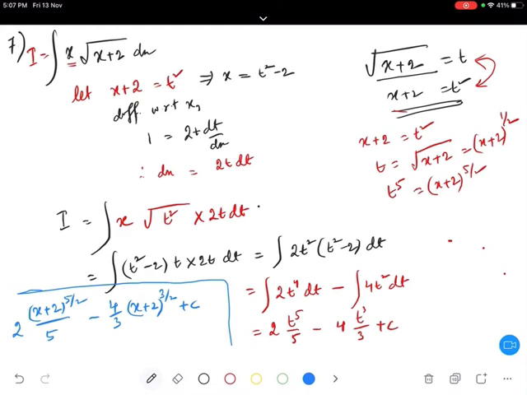Okay? Am I clear? I know it is very confusing in here, but once we start practicing, it will be very, very easy. Understood?